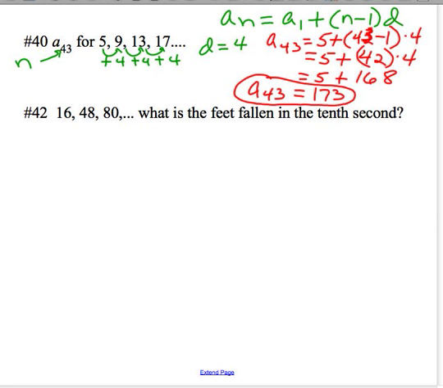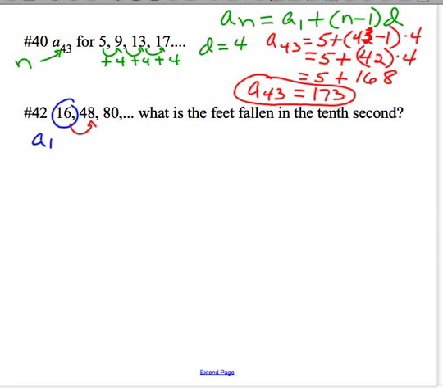Number 42, story problem about Galileo figuring out the gravitational constant. And what it comes down to is he had this sequence of numbers, 16, 48, 80. How many feet did it fall in the 10th second? Very similar to number 40. I need to know really two things. I need to know my first term. I need to know the common difference. What is being added to go from one term to the next?